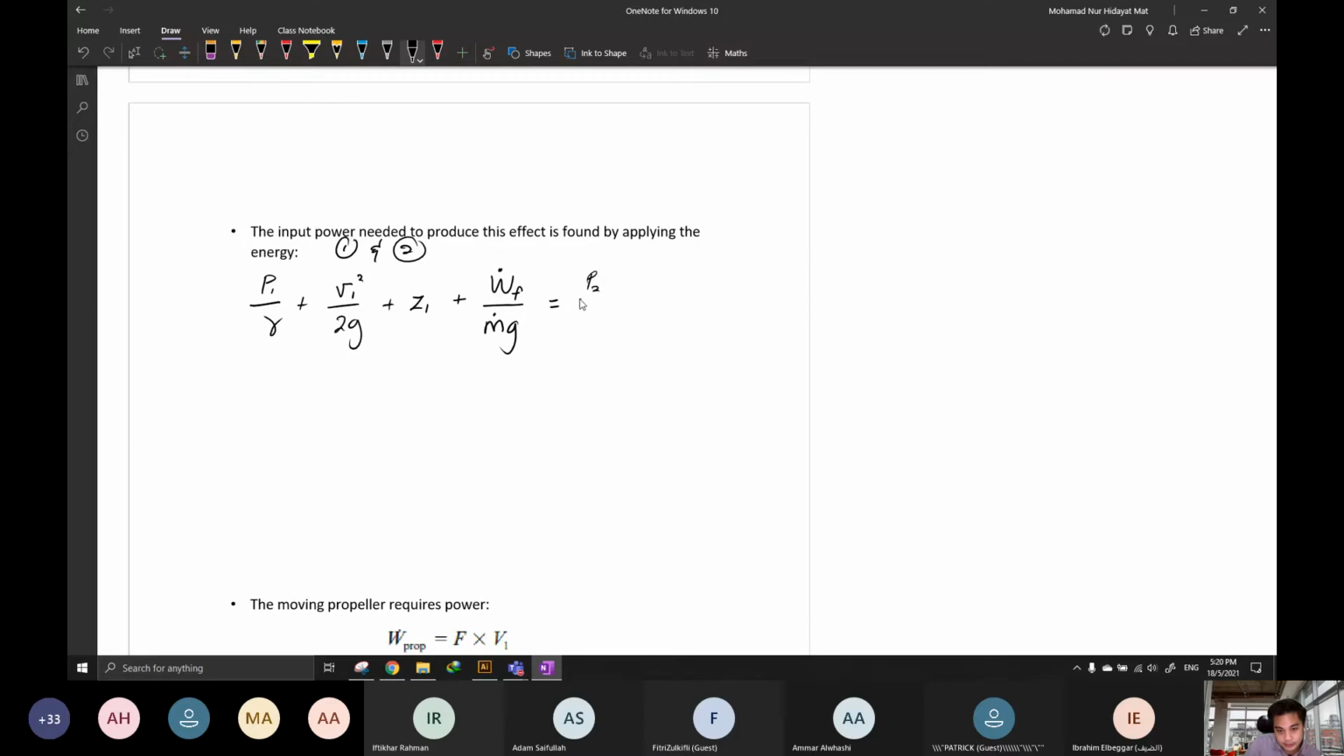plus, do we have the turbine? No, right? And then we consider the heat loss. For this case, we don't consider any heat loss, because remember that because of the viscous effect, there is no loss. So we cancel out this 0. Z1 and Z2 are at the same height, we cancel. And pressure 1 and pressure 2 are the same, atmospheric pressure, so we can cancel out.